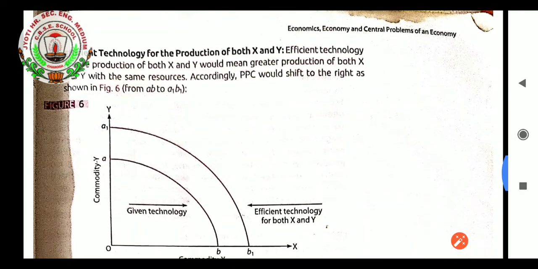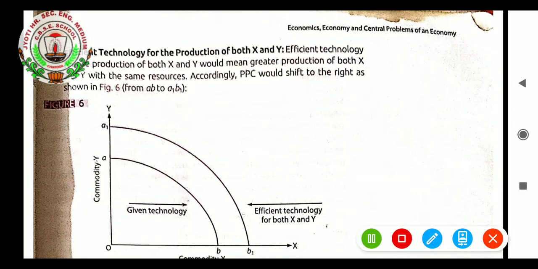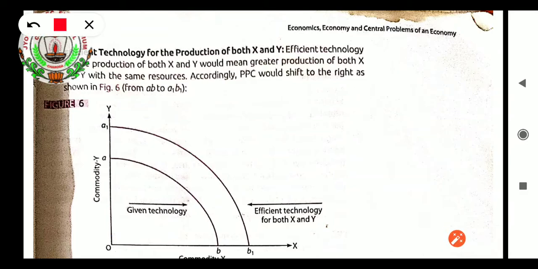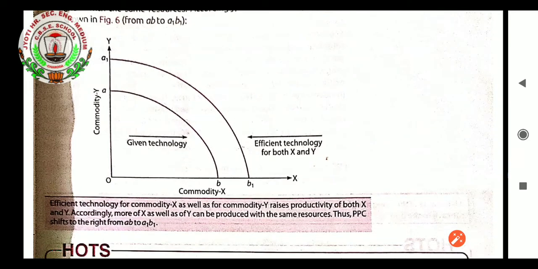It will not rotate, it will shift. As you can see in figure number 6, how it is shifting. It has increased from OAB. This portion has increased completely. A has increased from A to A1, and B has increased from B to B1. This is just the result when the technology of both products has changed, and it has increased the production of both products, that is X and Y.